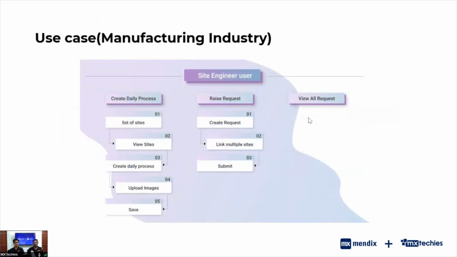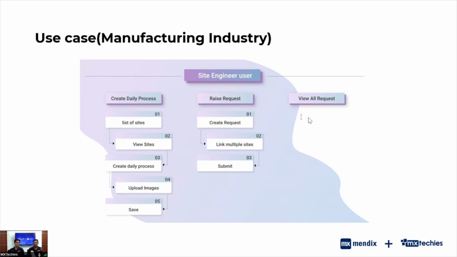Now let's look at your use case. Mendix is an industry-agnostic platform that can be used to develop native applications for a variety of industries, including manufacturing, banking and finance, pharmaceutical and healthcare, government, retail and e-commerce, telecommunication, legal and more. Today we are going to provide a use case for automating a few manufacturing industries, particularly for site administration.